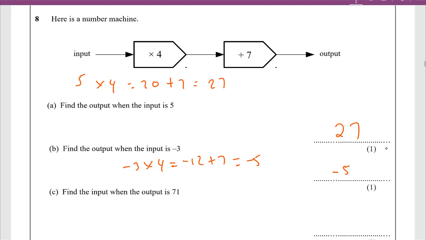Find the input when the output is 71. Now it's a slightly bigger number, so what I'm going to do is write down the calculation first. So 71 minus 7, because we're doing the opposite way. We've got output going to the input, so we're going to do the opposite. We're adding 7, so we do minus 7, and that will give an answer of 64. And because it's times by 4, we're going to divide by 4. So 64 divided by 4 is 16. So the answer will be 16.